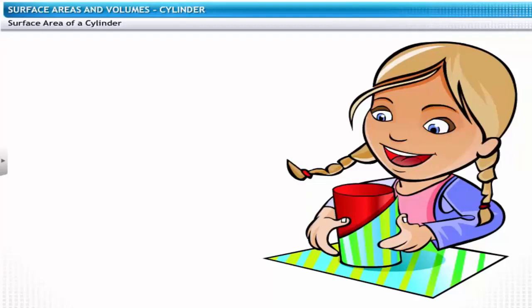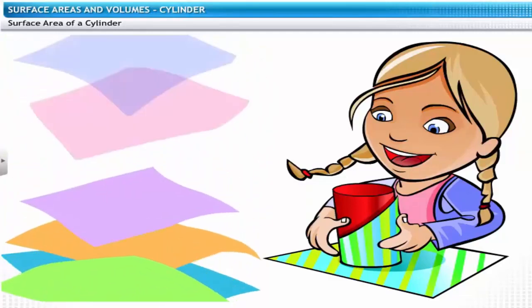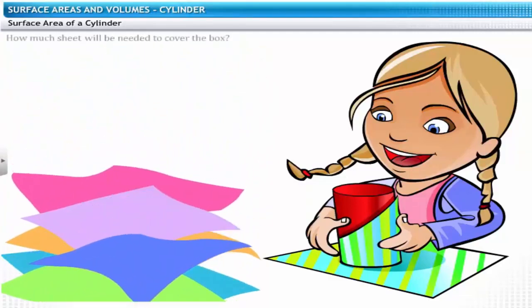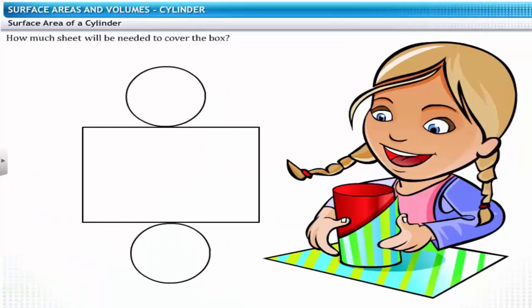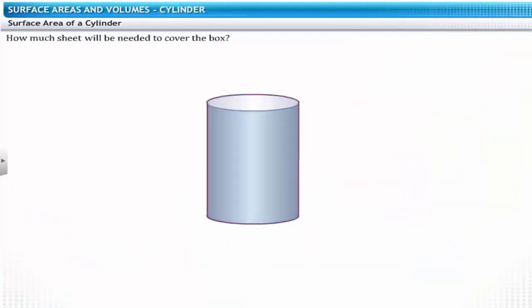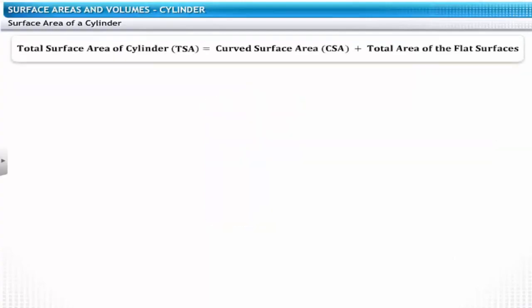Here's Padma. She has made a money box for her kid brother. She wants to buy colored paper to cover the box. How much sheet will be needed to cover the box? If she knows the total surface area of the cylinder, she'll be able to estimate the number of sheets needed. Let's derive the formula to calculate the total surface area or TSA of the cylinder.